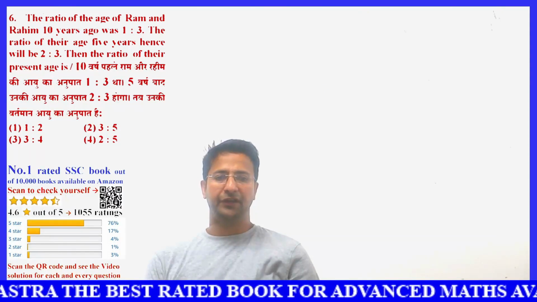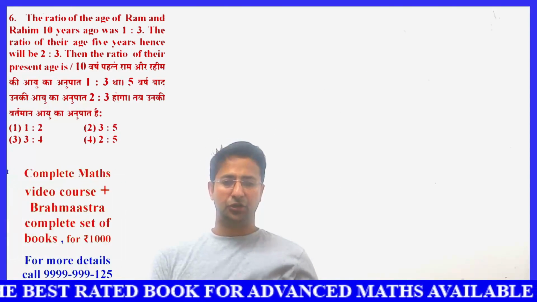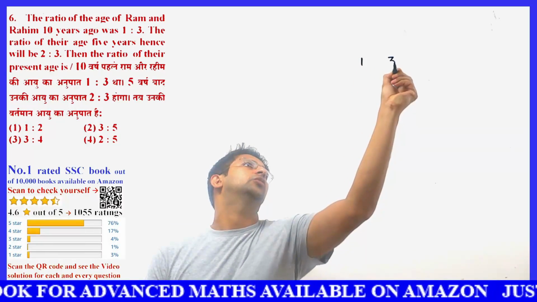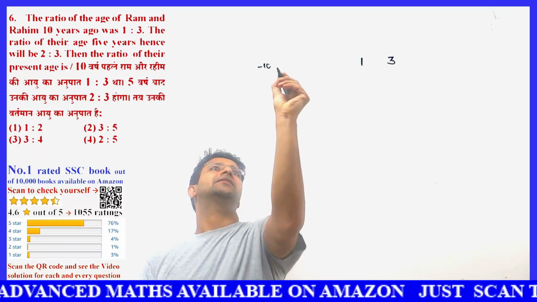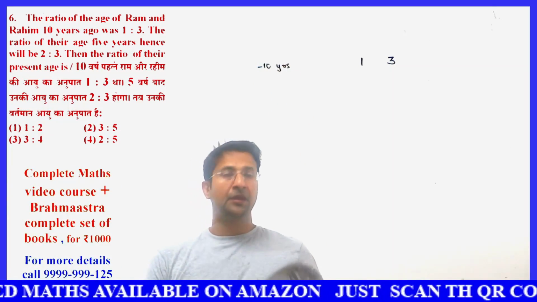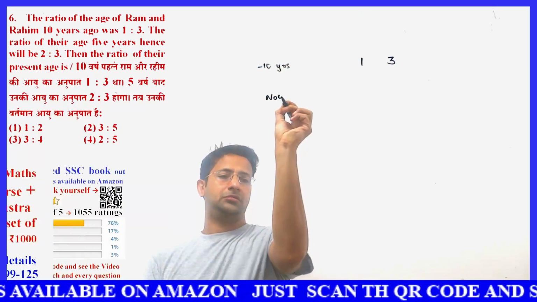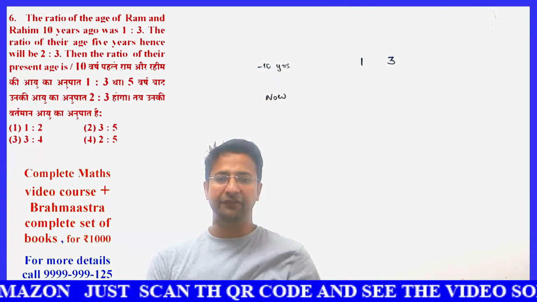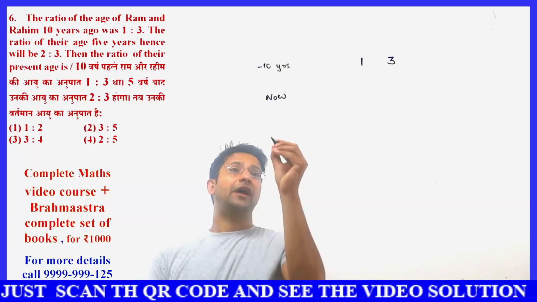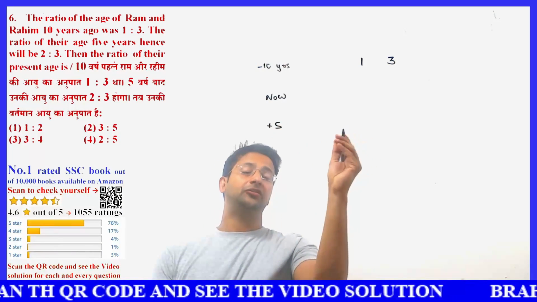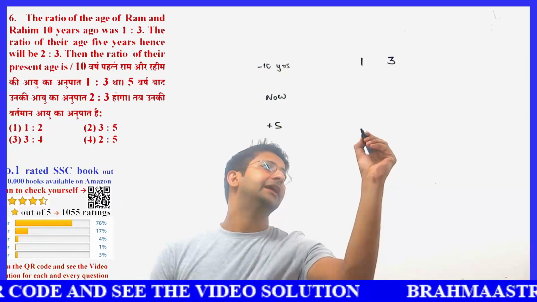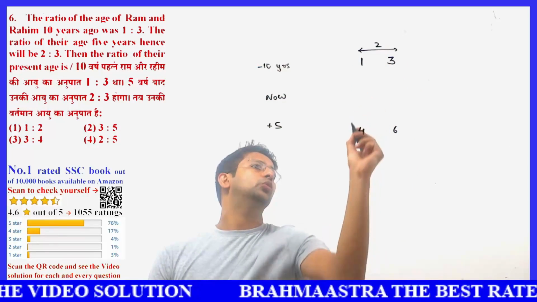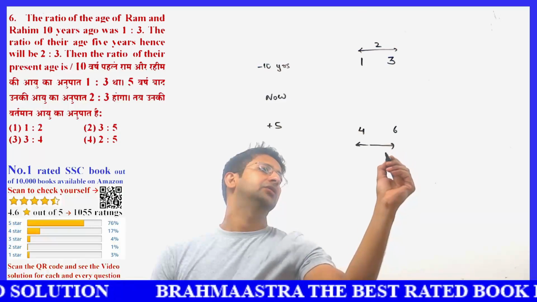The ratio of ages of Ram and Rahim 10 years ago was 1:3. Okay, 10 years ago, this ratio was 1:3. This is minus 10 years. Okay, let's say this is now. Then the ratio of their ages 5 years hence will be 2:3. 5 years hence means plus 5 years. This ratio will be 2:3. I'll directly write double of 2:3, 4:6. Why? Because here the gap is 2. Here also I will make the gap as 2.